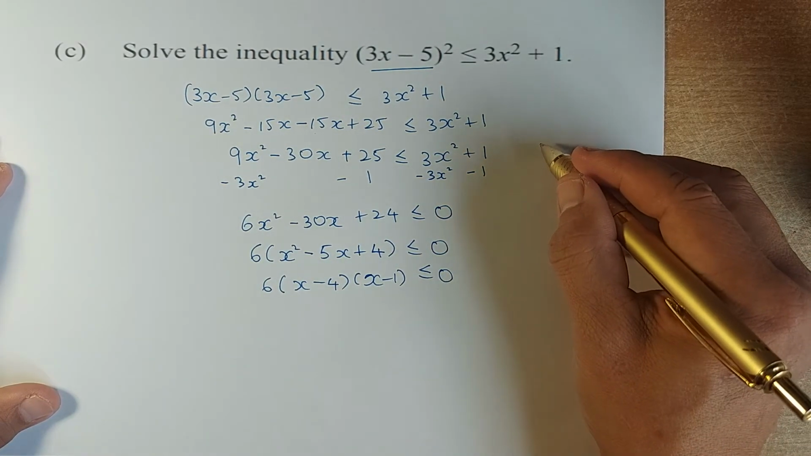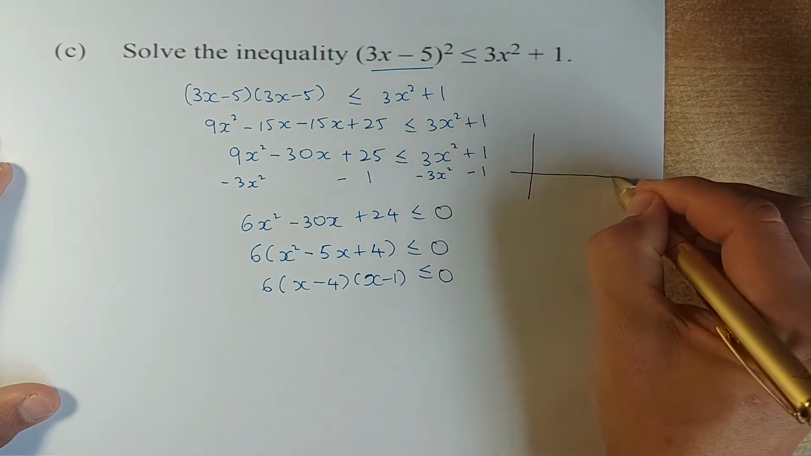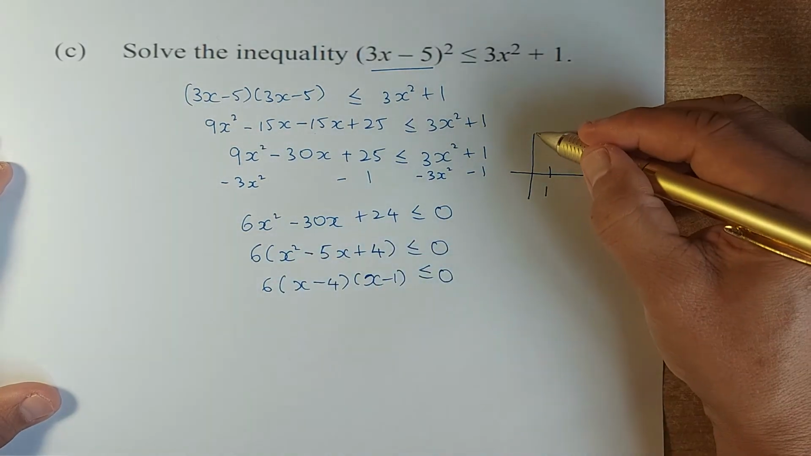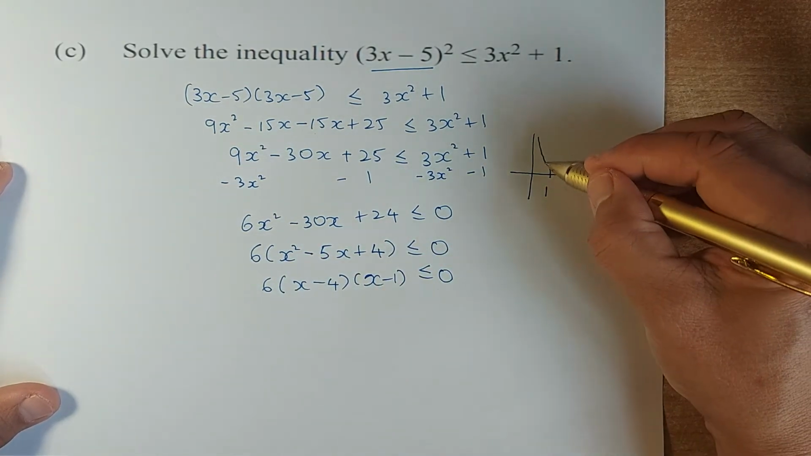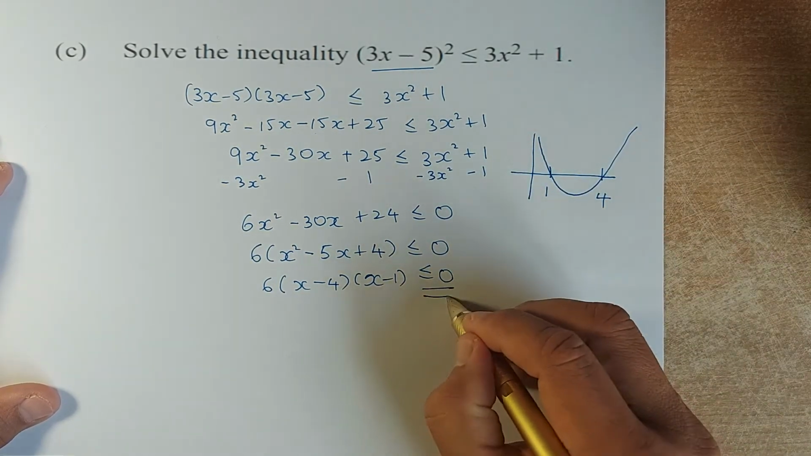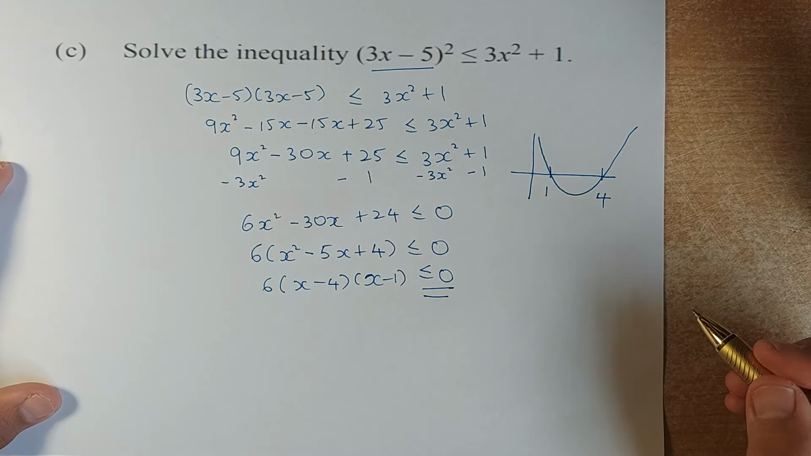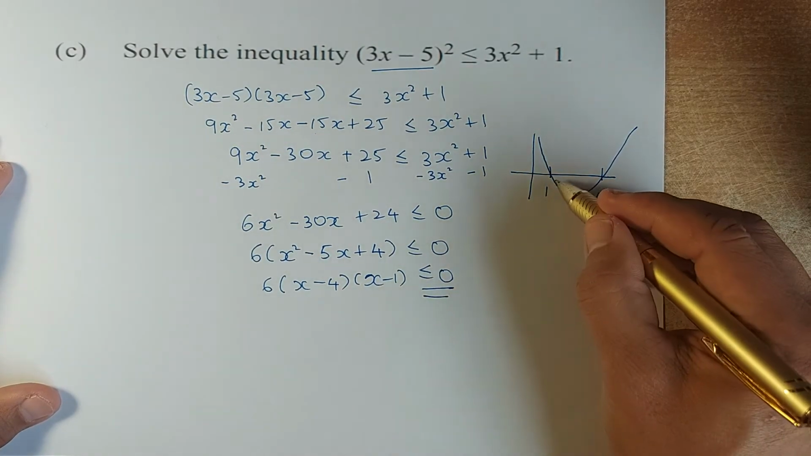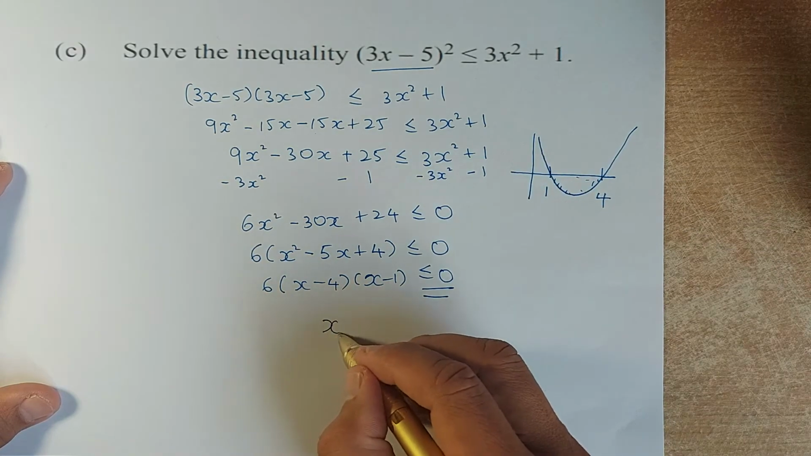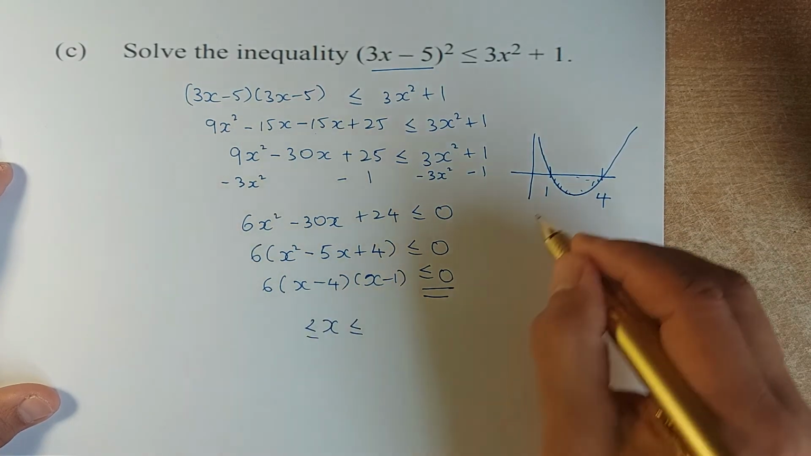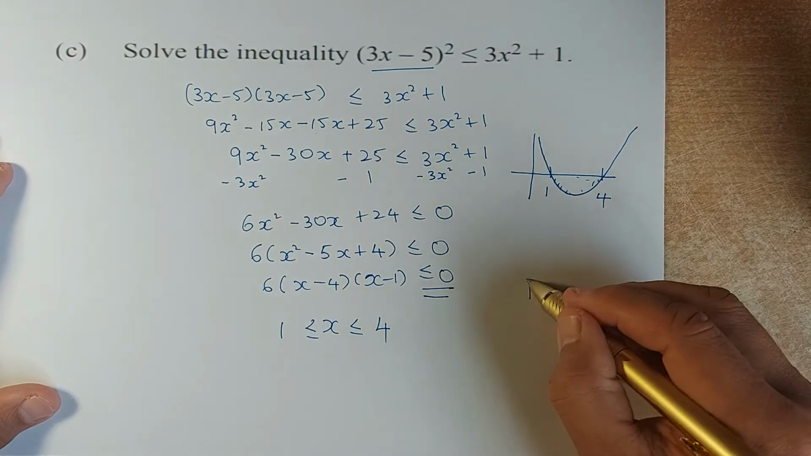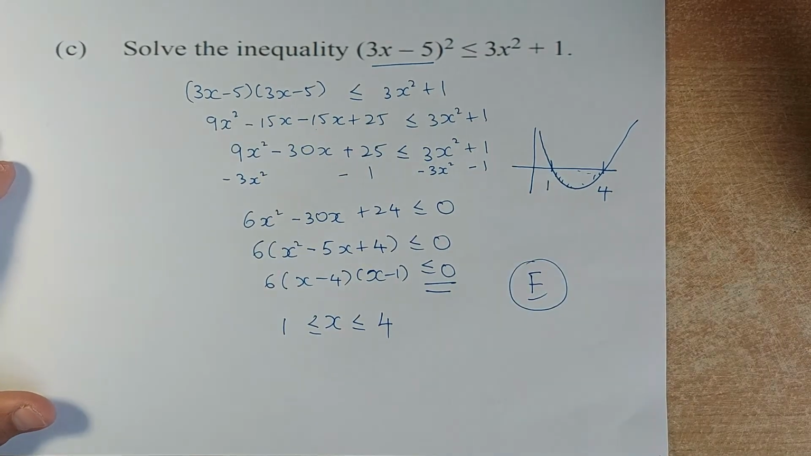So what you're going to do, you are going to draw a graph. It's going to cut at 1 and 4. And this is a quadratic graph, so it's going to look like a U-shaped graph. And they asked you the portion had to be less than 0. So this part is less than 0. So your answer is x is between 1 and 4. That will give you an excellent.